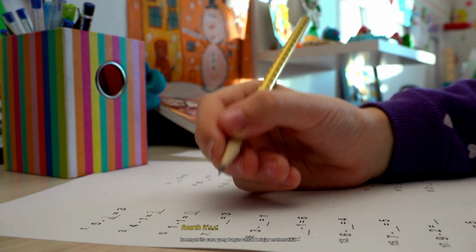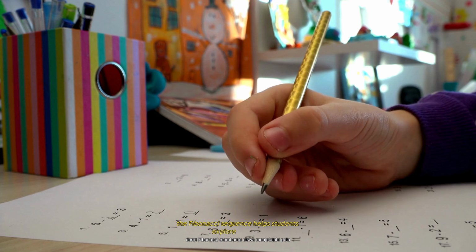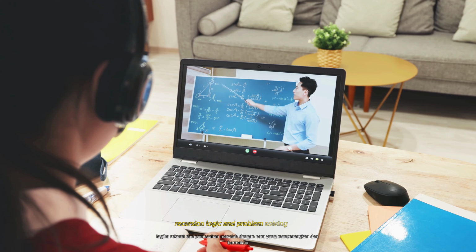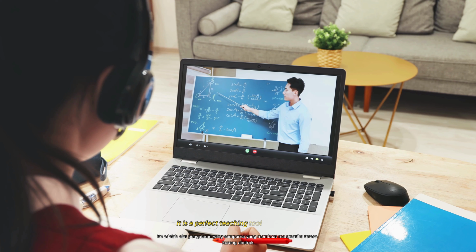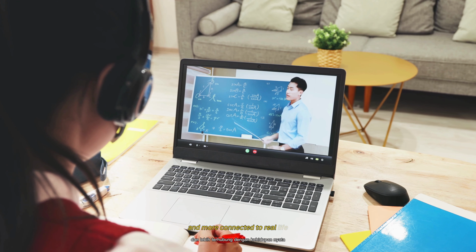Fourth, it's a great way to learn math. The Fibonacci sequence helps students explore patterns, recursion, logic, and problem solving in a fun and meaningful way. It is a perfect teaching tool that makes math feel less abstract and more connected to real life.